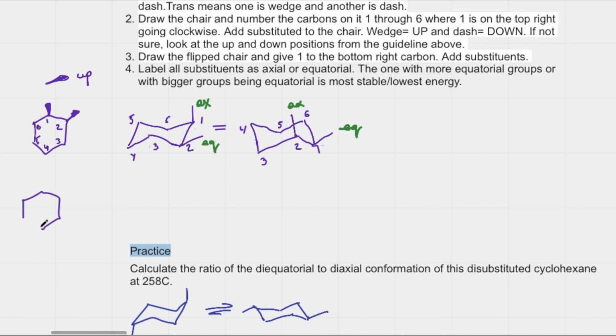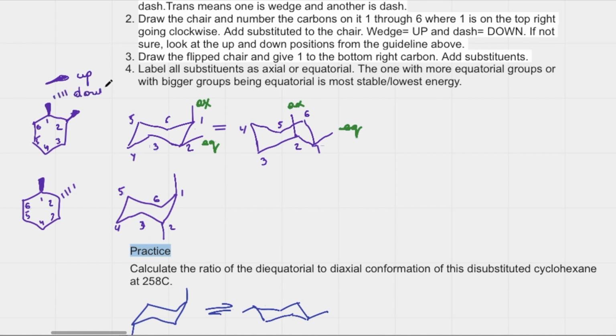Now, let's draw the 1,2 trans. 1, 2, 3, 4, 5, 6. And I'm going to choose to put this group wedge and this group as dashed. And let's do it again. Let's draw our chair. And we're going to write 1, 2, 3, 4, 5, and 6. 1 is up. What is up on this position? Straight up. 2 is down. What is down on this position? Straight down. So it's a little different from this, as you can see. Remember that wedge is up and dash is down.